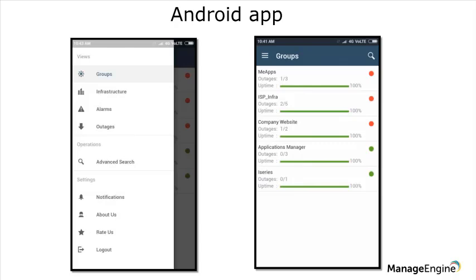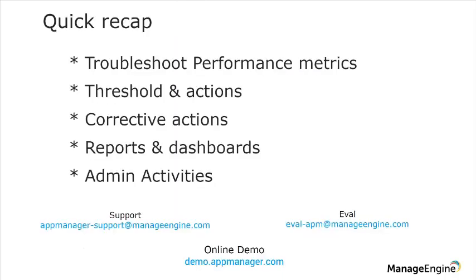Now by this, we are at the end of the session, and before we jump on to the Q&A, let us do a quick recap of the topics that we have discussed. We started the training with troubleshooting performance metrics and how to create threshold and action, various corrective and notification methods that you can make use of, various reports and how to build dashboards, and admin activities that can be performed in Applications Manager.